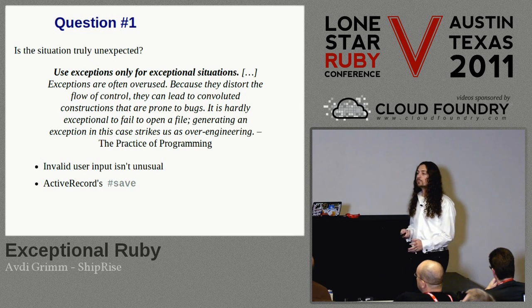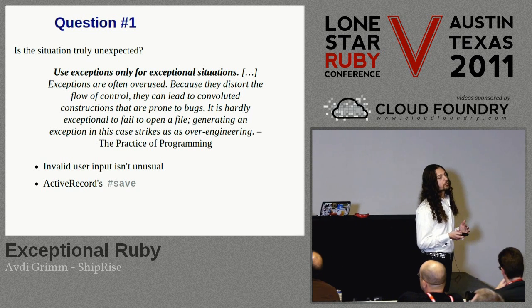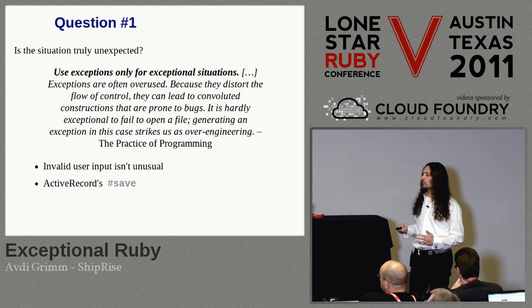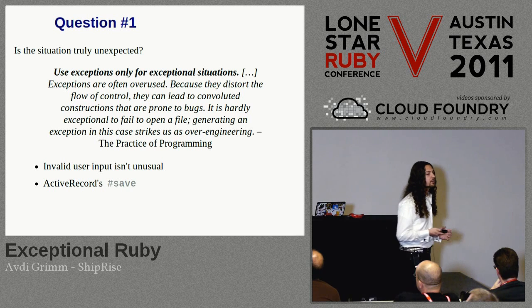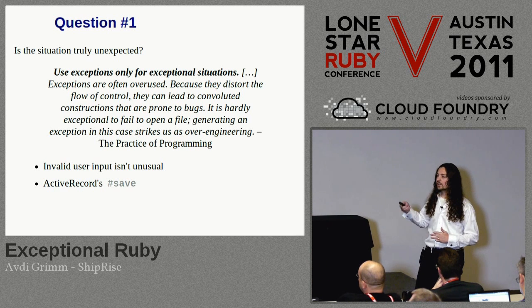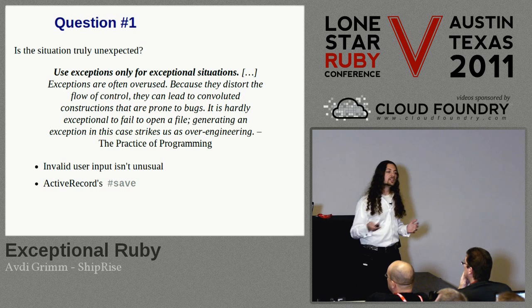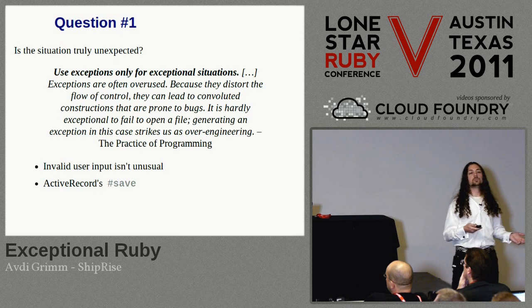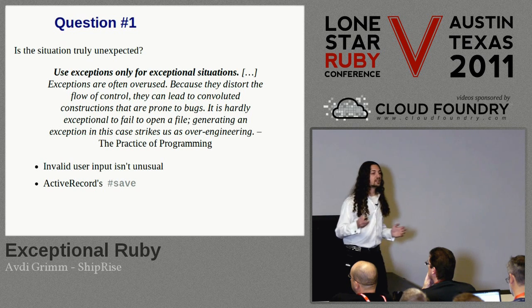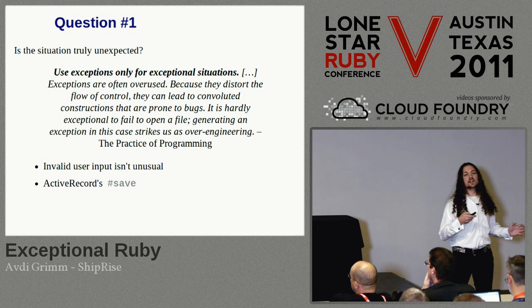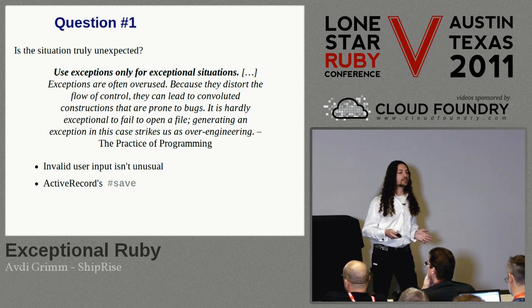Question 1, possibly the most important question. Is the situation truly unexpected? Is it exceptional? Exceptions are for exceptional circumstances. They are not for normal straight line expected things, things that you expect the code to handle. And one example of something that really isn't exceptional is bad user input. Any system that interacts with humans at keyboards cannot treat invalid input as an exceptional case because you're going to get it.